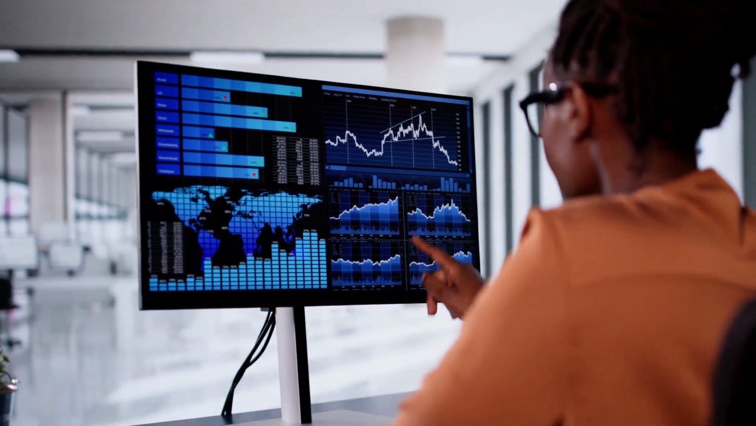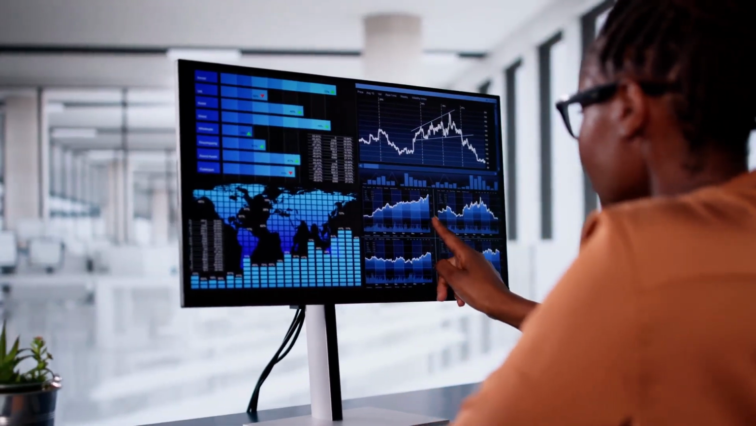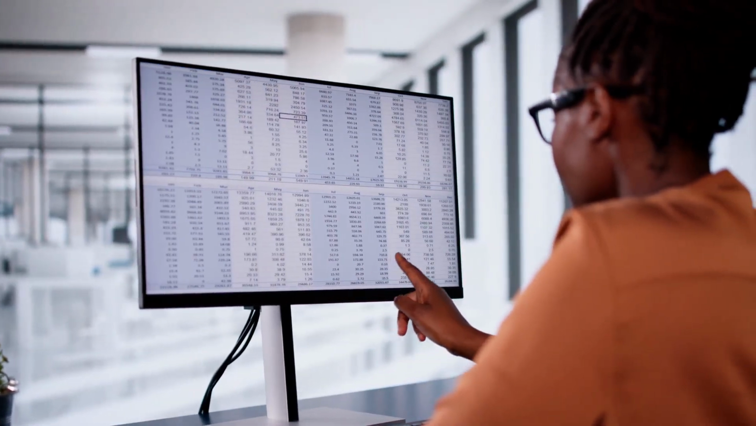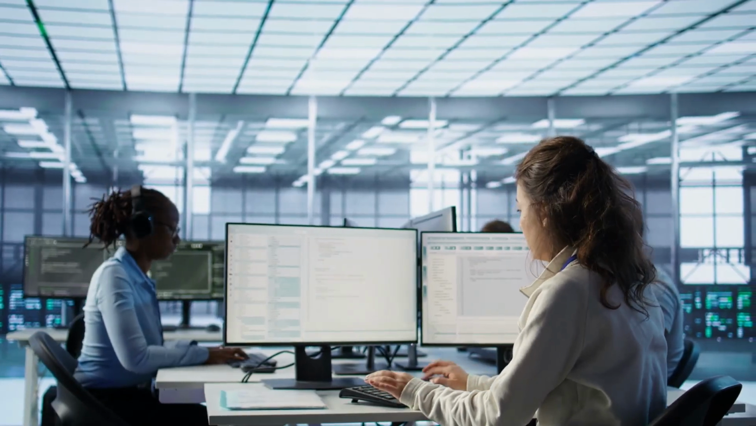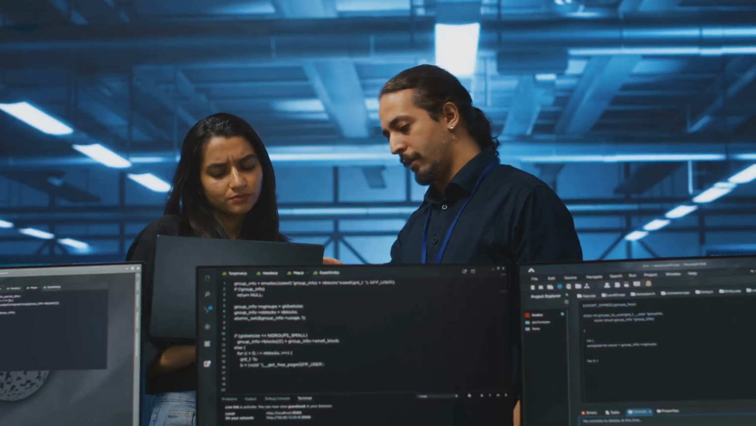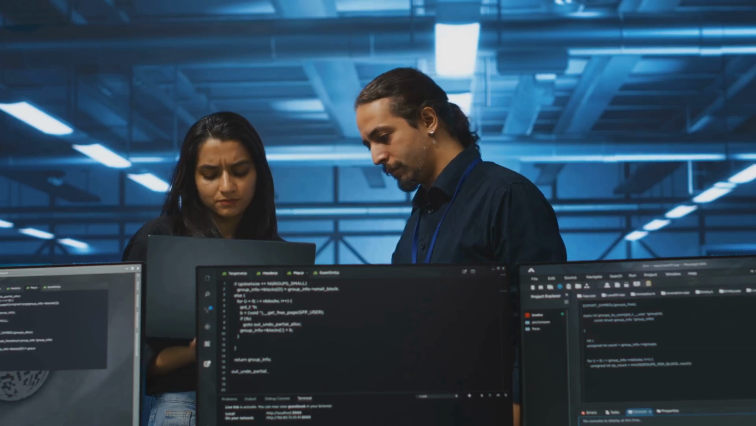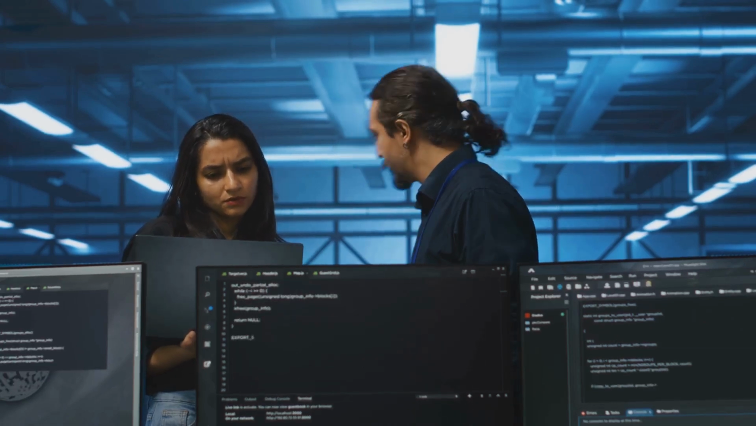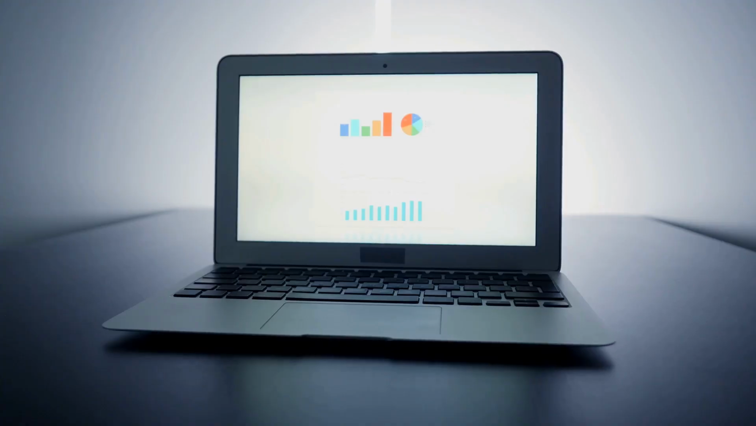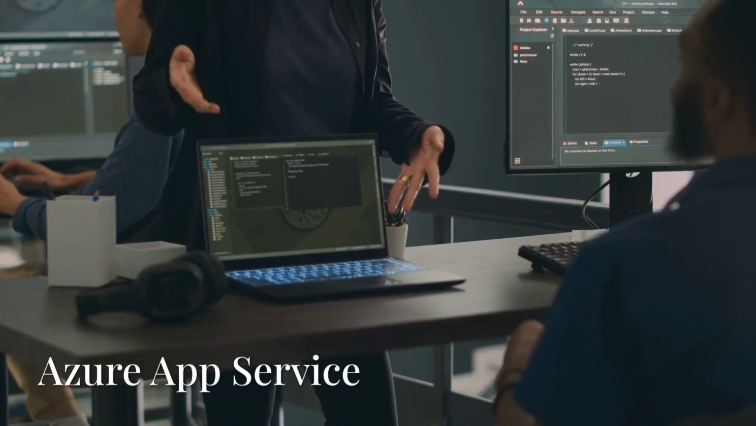Compute pattern comparison matrix: picking the right Azure compute service. Not all compute services are created equal. Choosing the right one depends on development complexity, operational overhead, scalability, and cost predictability. Here's a comparison to help you match the right Azure compute service to your workload.